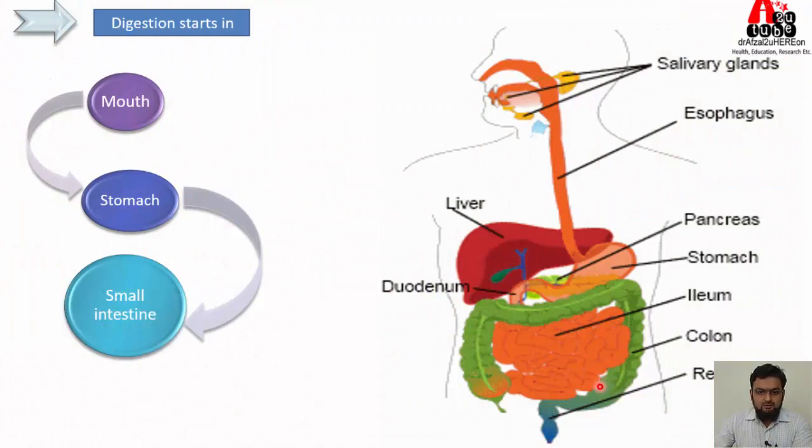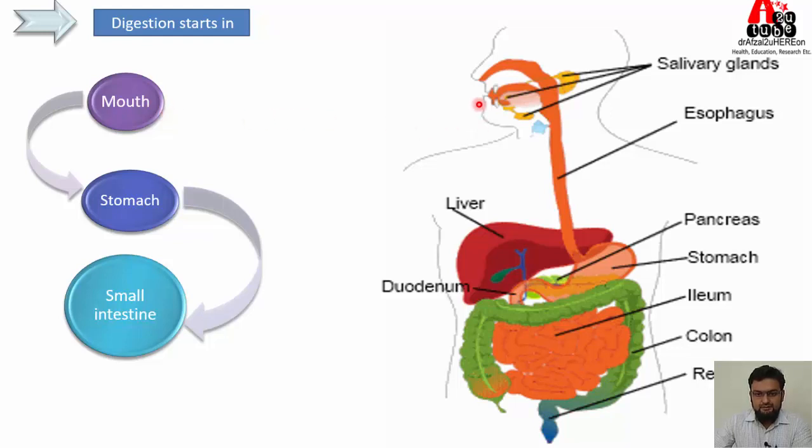Now we see the diagrammatic representation of our digestive tract and how carbohydrate is digested in our body. The digestion starts from the mouth and goes into the stomach and the small intestine. So we have three important sites for the digestion of carbohydrates, and the important question is where the digestion of carbohydrate starts. The answer is that digestion of carbohydrate starts in the mouth itself.